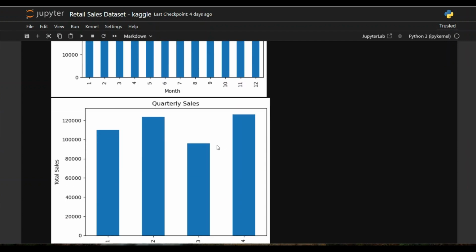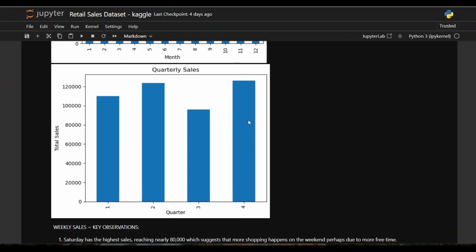Then for the quarterly sales, the fourth quarter records the highest number of sales, which is in line with purchases done towards the end of the year, the holiday season. People are making many purchases perhaps due to Black Friday, due to discounted sales that go on specifically around the period. People are doing more gifting and all that. So more purchases are made around that period.